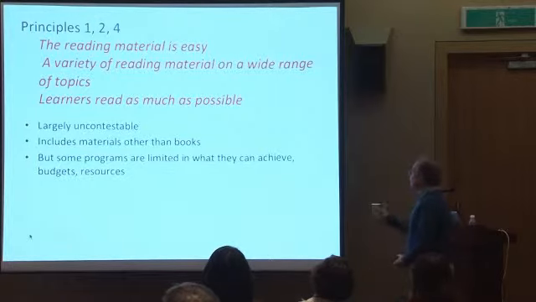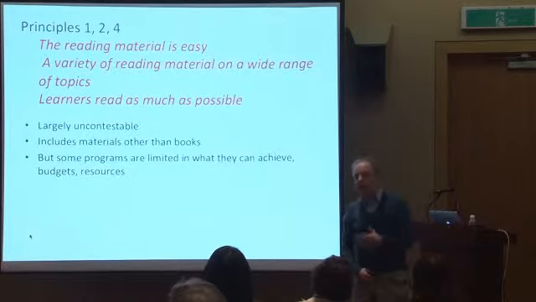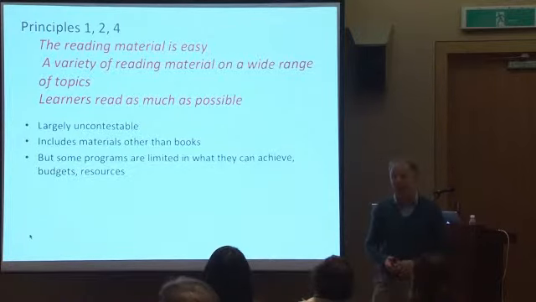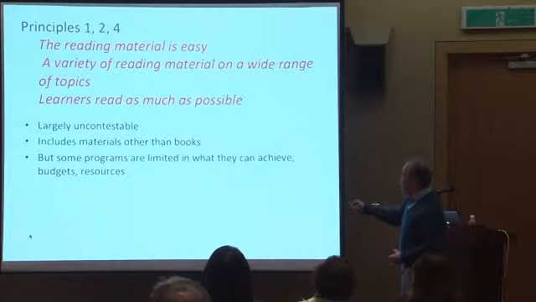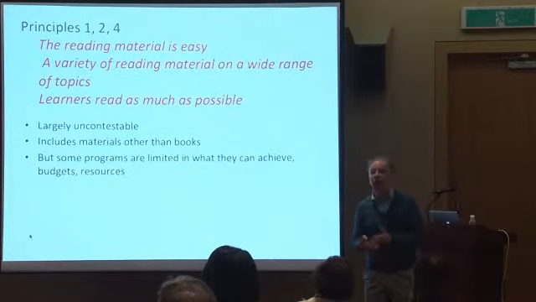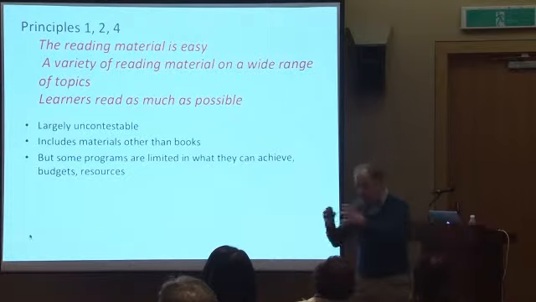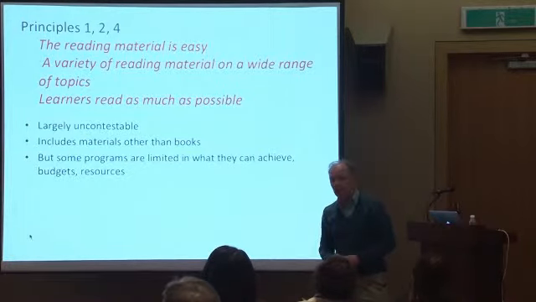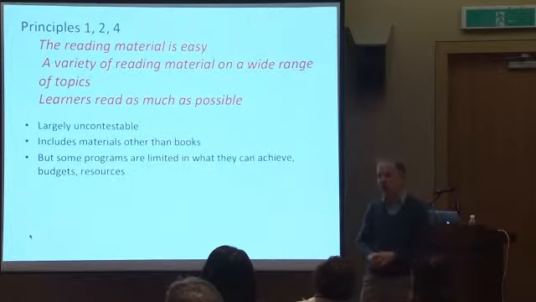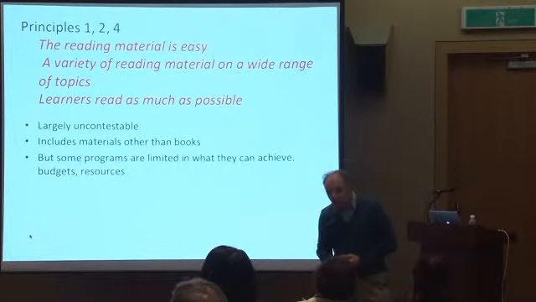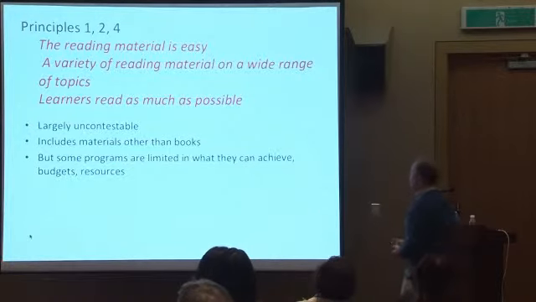But we wouldn't want to say only books. We want to have all kinds of materials. It could be web pages, it could be articles, it could be basically anything that you understand. But some programs are limited in what they can achieve. Yes, they may not have a wide variety of reading materials. They simply don't have the money or don't have access. In some countries, there are only certain things available. If you want to order Oxford Bookworms, you can't get them in some countries, no matter what you do. Yeah? So we have a problem.